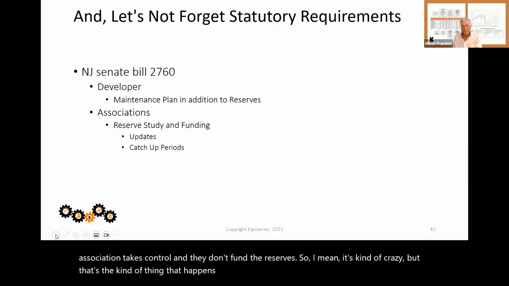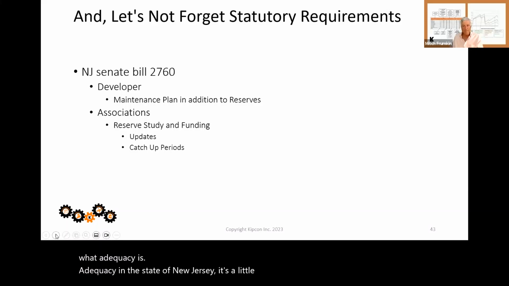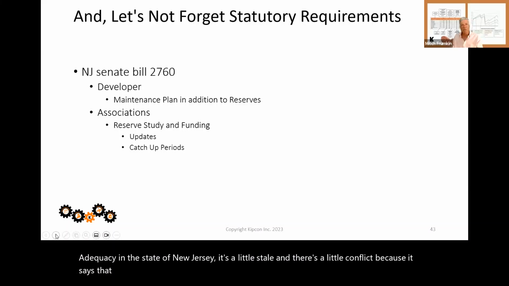But the new 2760 requires that the associations, after they take control, fund the reserves and have reserve studies done, and they define what adequacy is. Adequacy in the state of New Jersey is a little stale, and there's a little conflict because it says that the study should be done in conformance with the latest edition of the CAI standards.